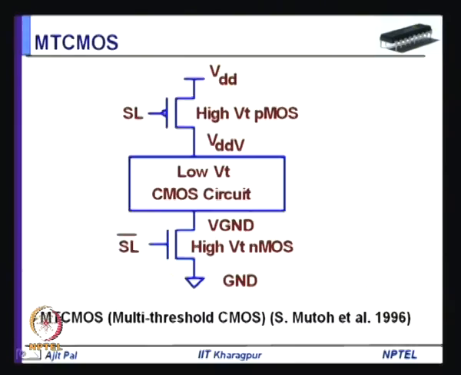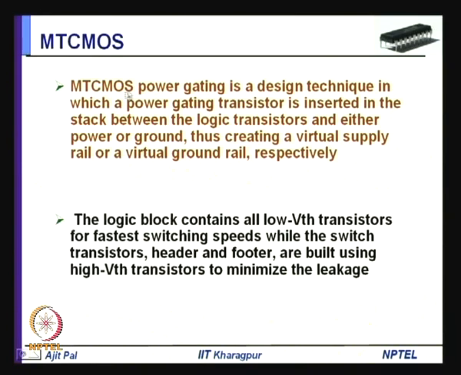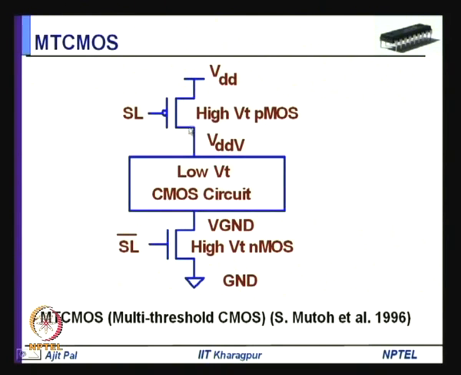So, this is the basic idea, and you can say that MTCMOS power gating is a design technique in which a power gating transistor is inserted in the stack between the logic transistors and either power or ground, thus creating a virtual supply rail or virtual ground rail. Here we have seen two transistors. This transistor is connected to VDD and this transistor is connected to ground.